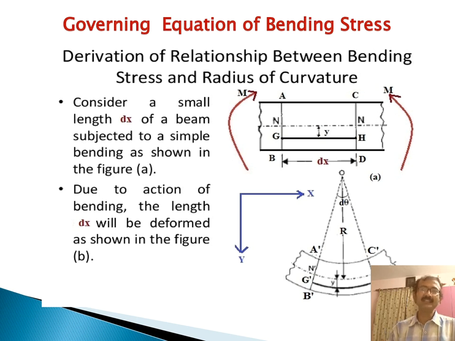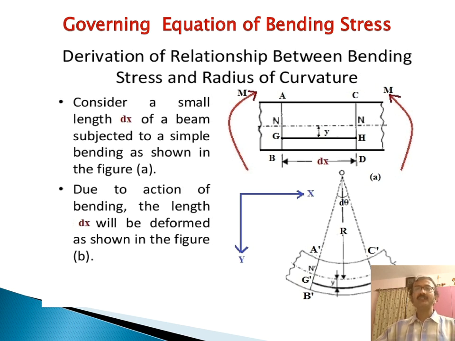Now what is the neutral axis? The neutral axis is nothing but the axis which passes through the neutral layer. The neutral layer is the layer which is not subjected to tensile or compressive force. Now R is the radius of curvature. The layer GH, after bending, will be converted to G dash H dash, and its length will be increased.